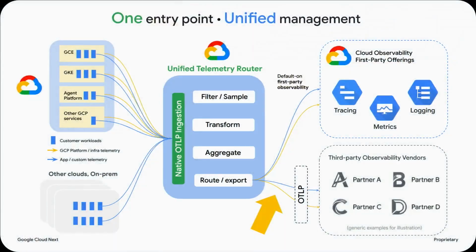By default, it's routed to Cloud Observability's tools. This is where you can get the first-party integrated observability experience. But if you want, you can export all the data to a third-party destination, or maybe a subset of it to a specific backend for a special use case. And all of those are supported.